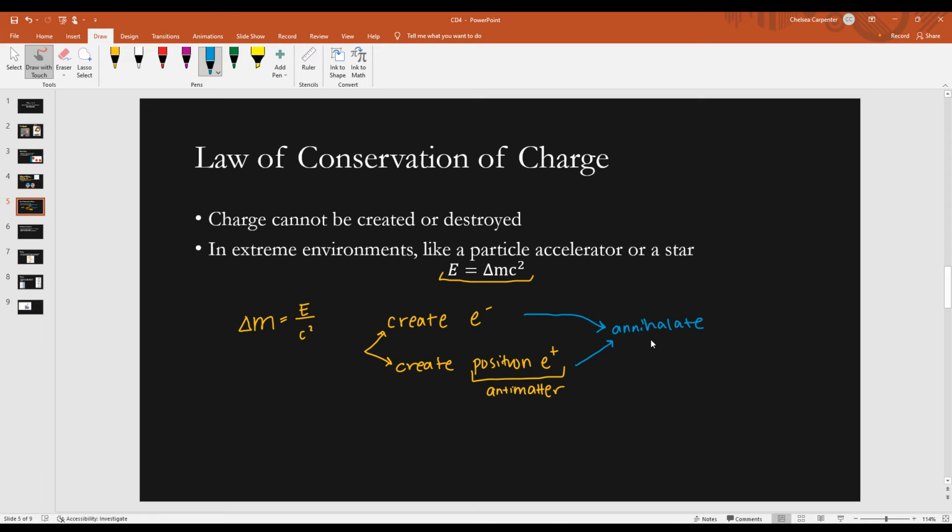There's some release of energy because we have some change in mass there. But overall, there is a net conservation of charge. So here we have a positive and a negative charge, which have a net together of no charge. They balance each other out. When they annihilate, that charge has still stayed at zero.